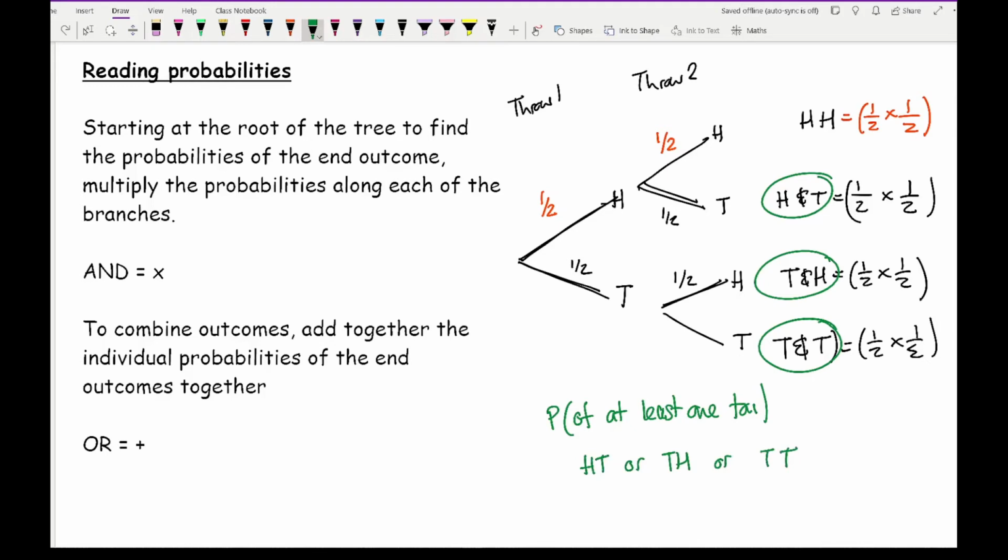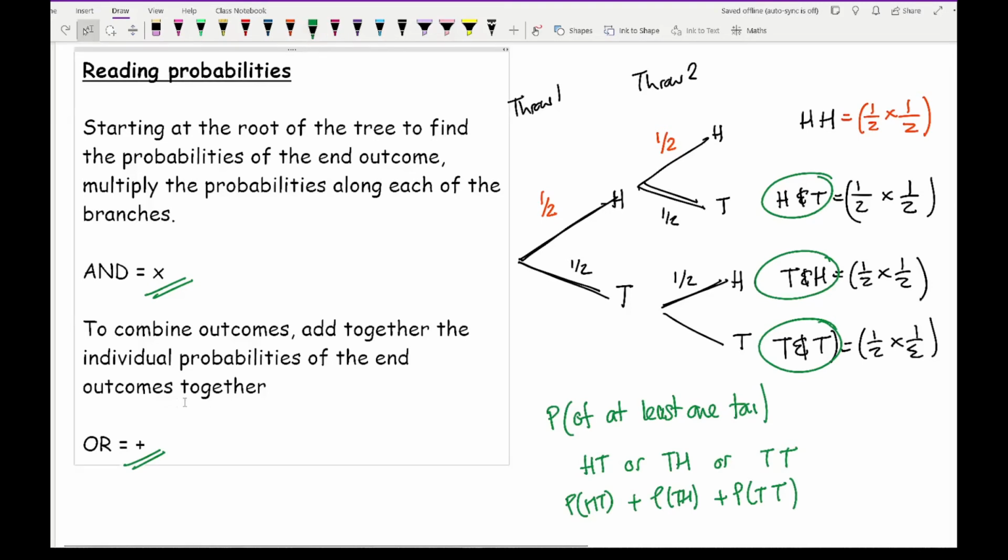In which case, what I then do is the probability of HT, plus the probability of TH, plus the probability of TT, and that would give me the probability, using or. So whenever you think you're using something or something, you're adding them together, and whenever you use the word and, you multiply those probabilities. But don't forget your probability scale: all your answers when dealing with probability should be a number between 0 and 1. It should never be negative and never be greater than 1.